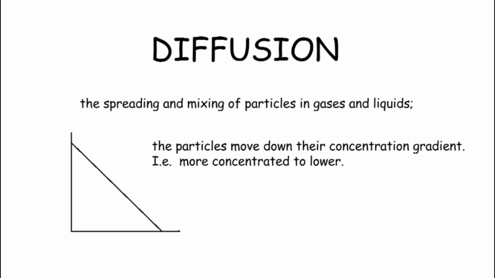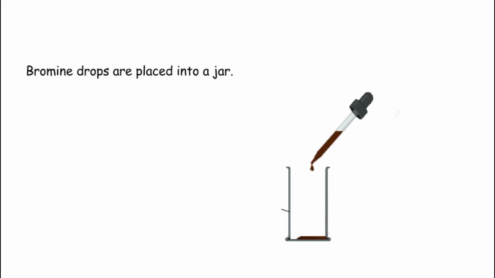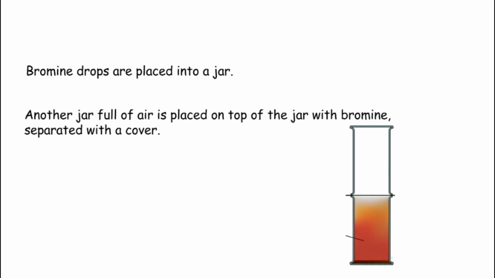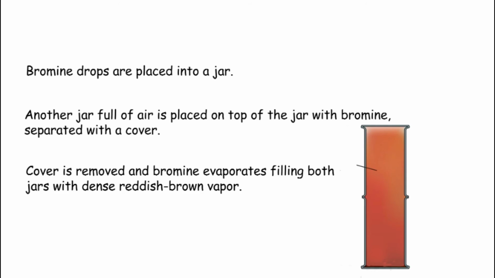To explain diffusion of gases, let's say bromine drops are placed in a jar. Another jar full of air is placed on top of that jar with bromine, separated with a cover. Cover is removed and bromine evaporates, filling both jars with dense reddish-brown vapor.